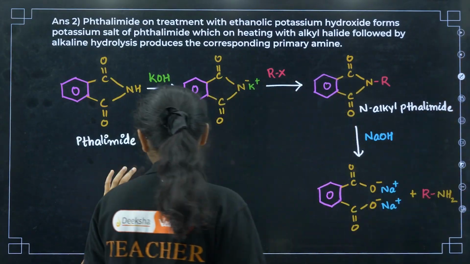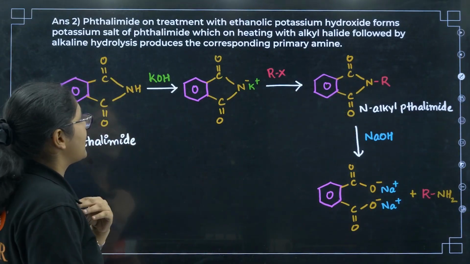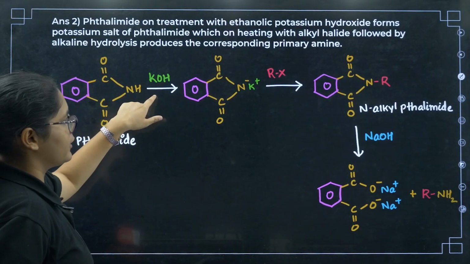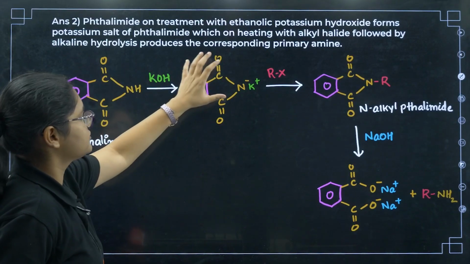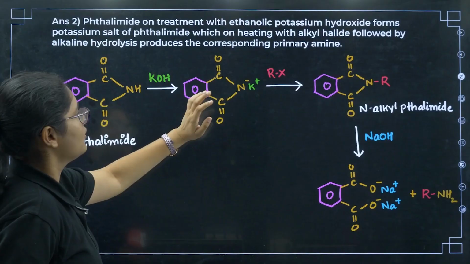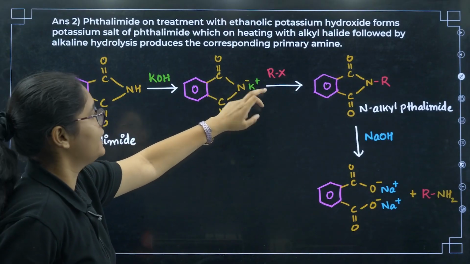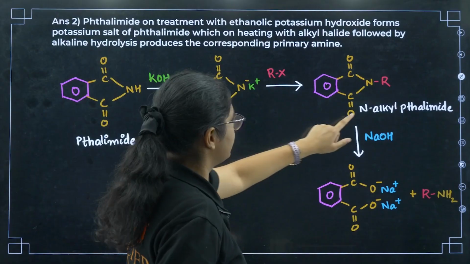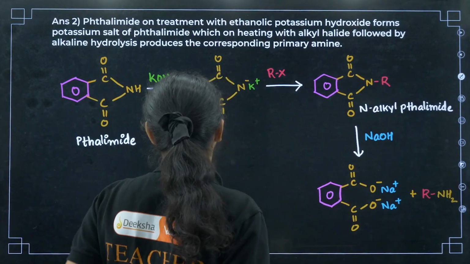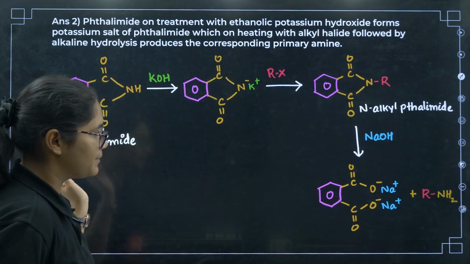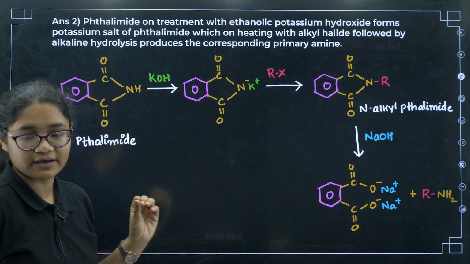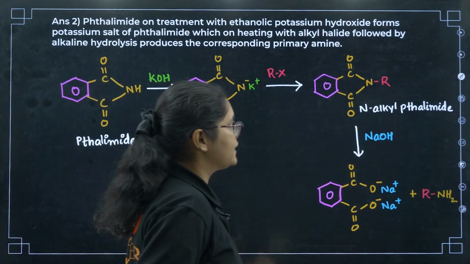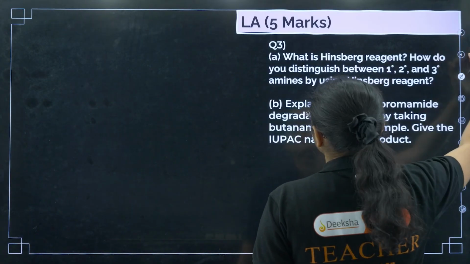It is a direct question, there is nothing to be explained here. So phthalimide on treatment with ethanolic KOH forms a potassium salt of phthalimide, the first step, which on heating with alkyl halide forms N-alkyl phthalimide, followed by alkaline hydrolysis forms your primary amines. Okay, so please practice this one again and again. This is a very important question. Please write it at least 5 to 6 times and practice it.